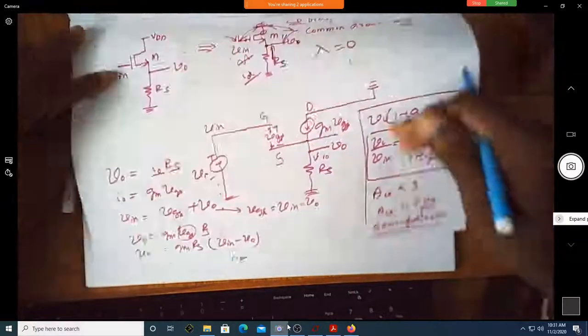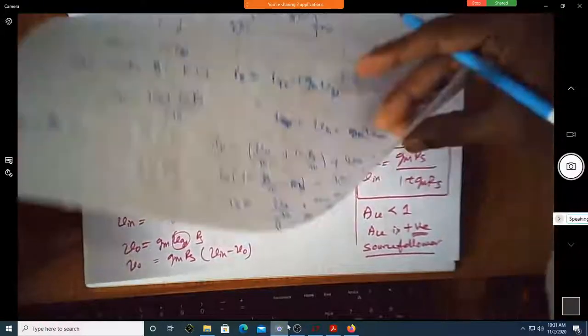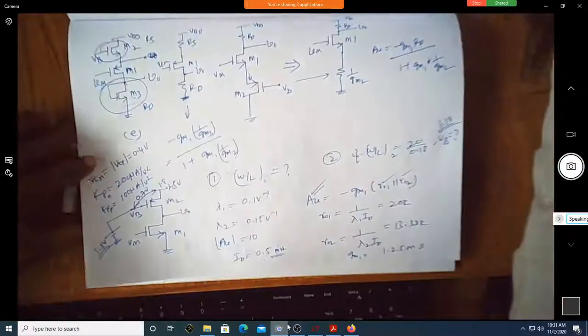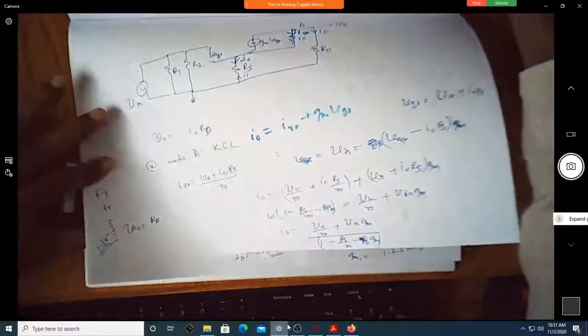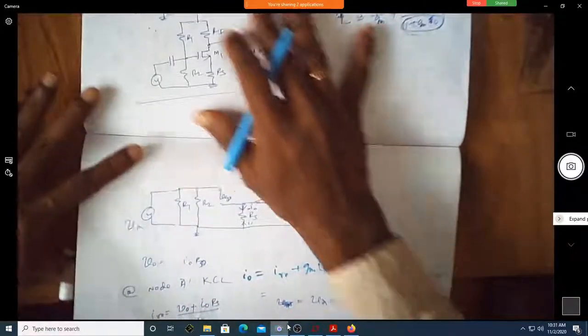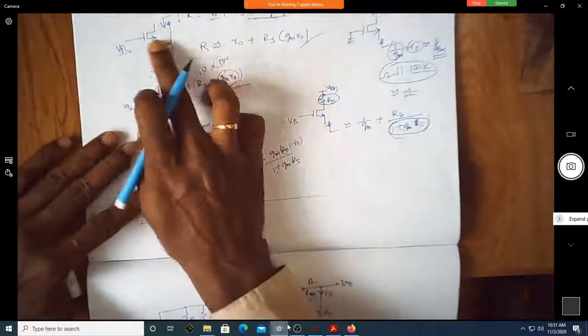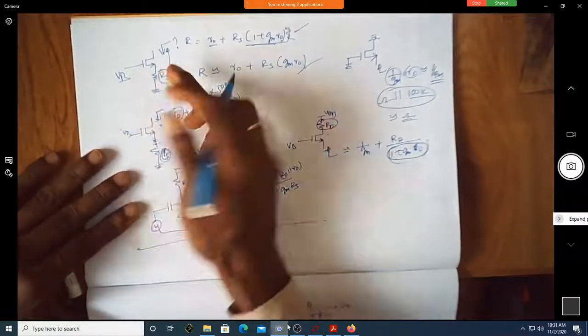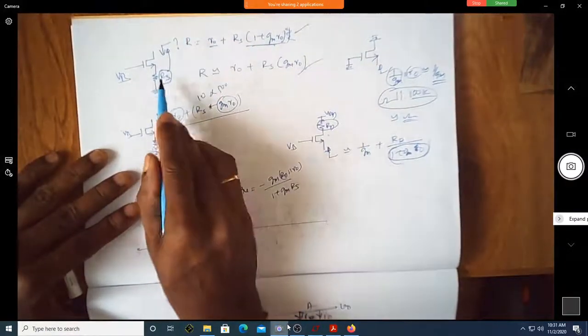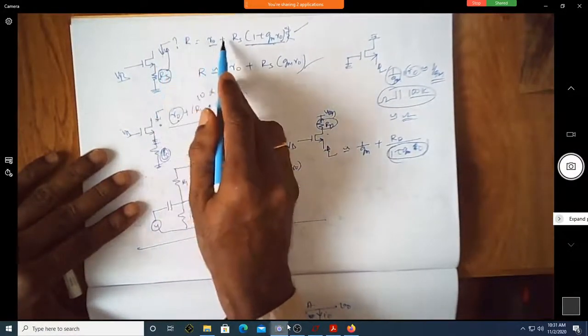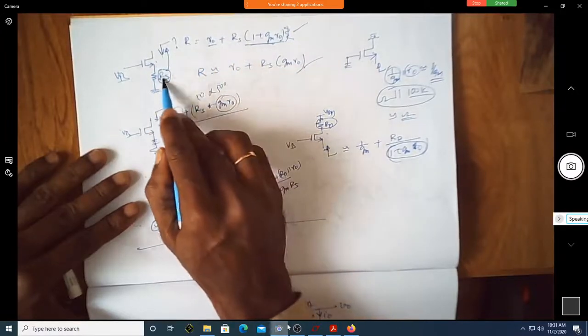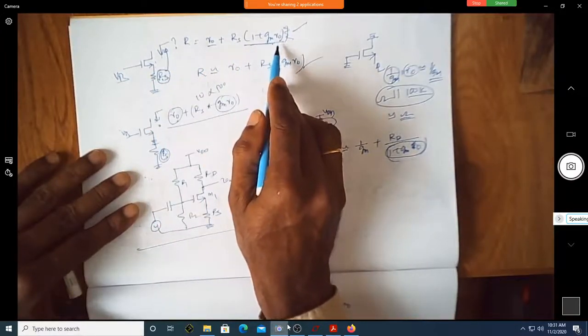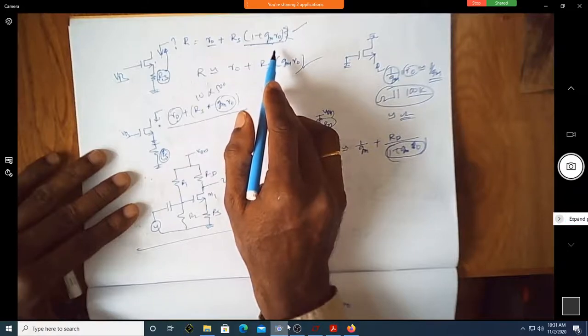Let me show you that same thing. See here? This is what we did on that day. You are looking from the drain, there is an Rs connected, and the resistance looking down is R naught plus Rs into 1 plus Gm R naught. Correct?